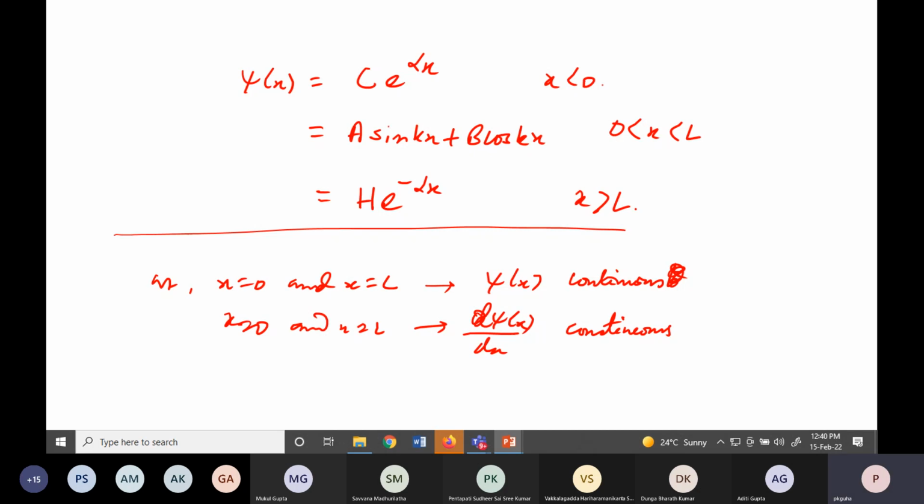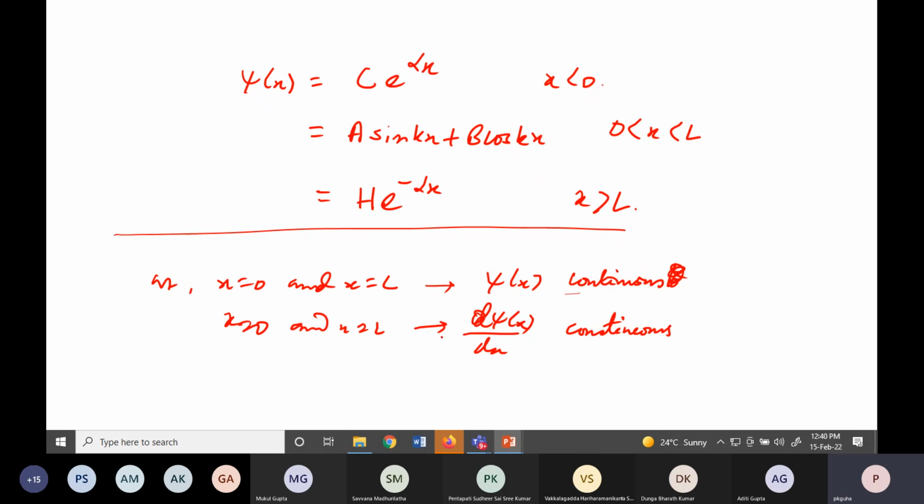In the infinite potential well, it was much easier. It had only two constants, a sin kx and b cos kx, and we found the values of a and b. B was 0 and a was equal to root 2 over L. But in this case, we have four constants: c, a, b, and h. So we can use these two boundary conditions.